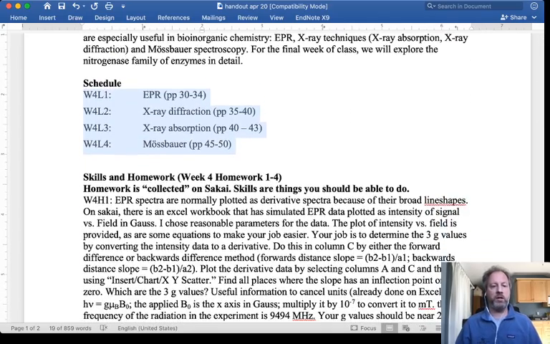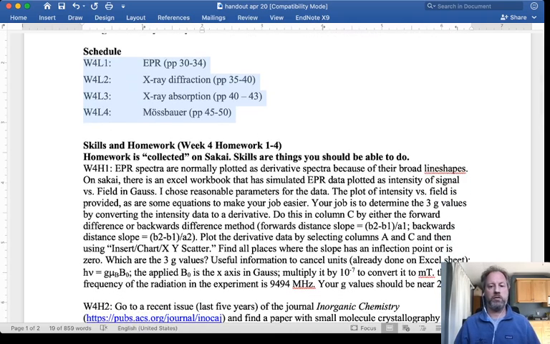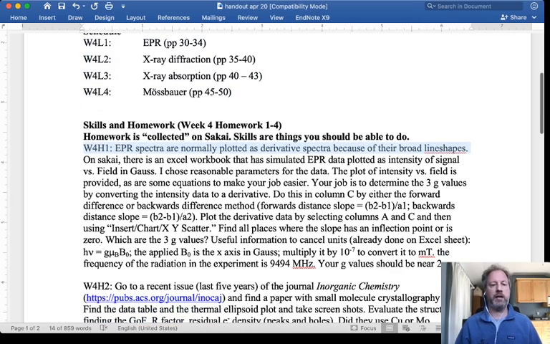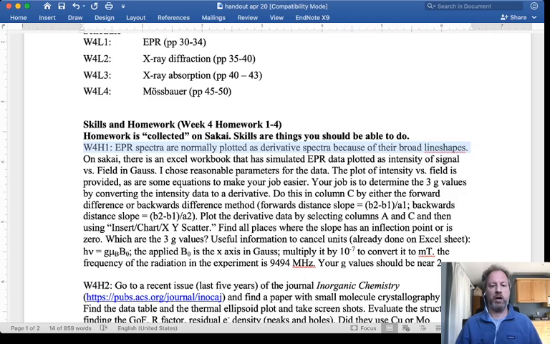The homework is here. I have not written the keys for these homeworks yet. It's currently Friday afternoon on April 17th. But here are the homeworks, and I think they're going to be good. This first homework has you looking at an Excel spreadsheet, which I will put up on Sakai soon, just to sort of get an understanding for data presentation in EPR.